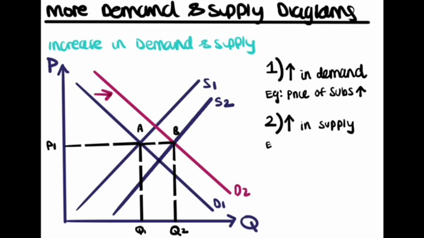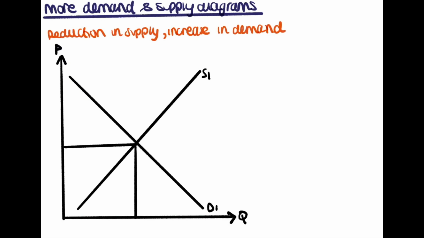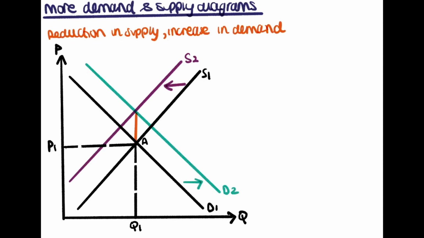Both demand and supply have increased. We can see that the price has remained at P1. So it's possible for the equilibrium price to remain the same, but quantity to increase in the market. What if there was a reduction in supply and an increase in demand?